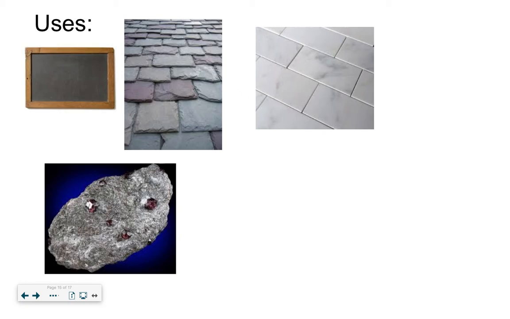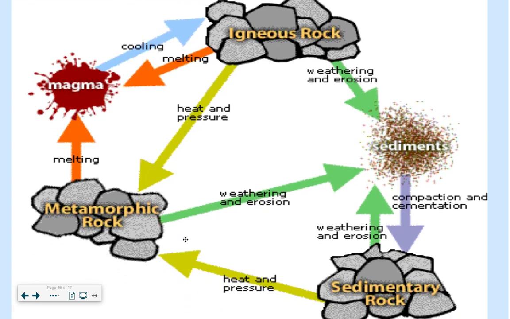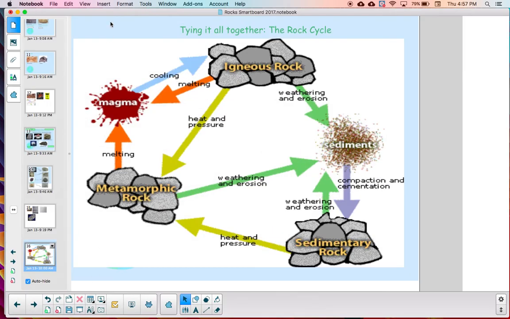Schist is a rock from which you can mine garnets. Garnets are a semi-precious birthstone that can be polished and turned into jewelry. And finally, the rock cycle ties it all together. Any rock can become any other type of rock through these various processes. That is it for your lecture notes on rocks.